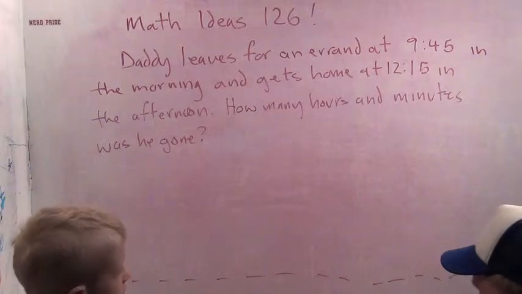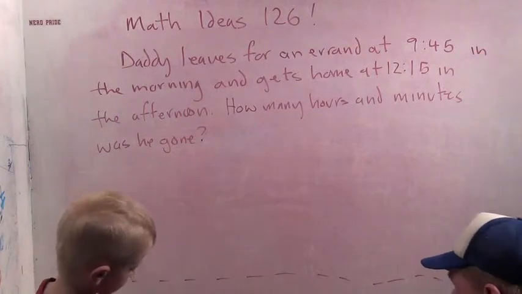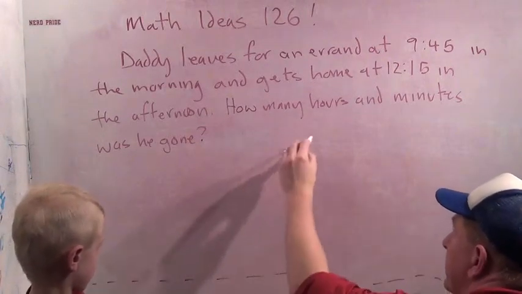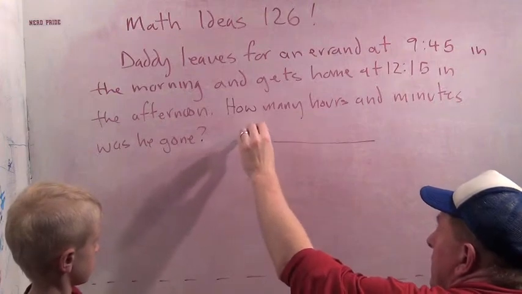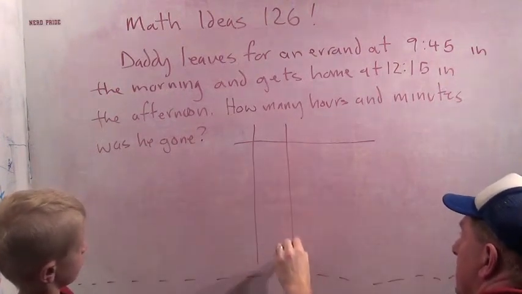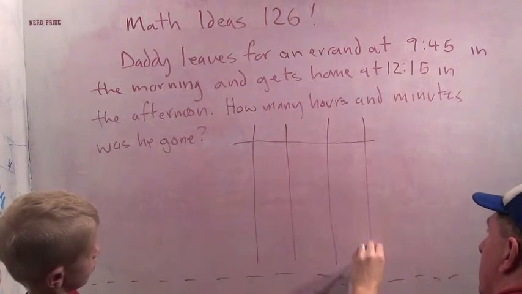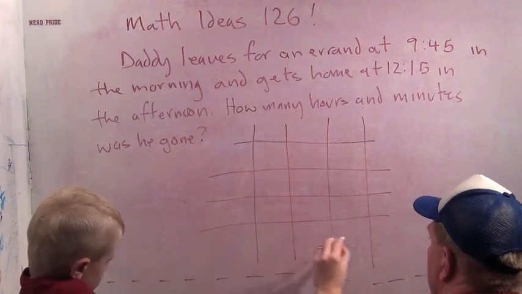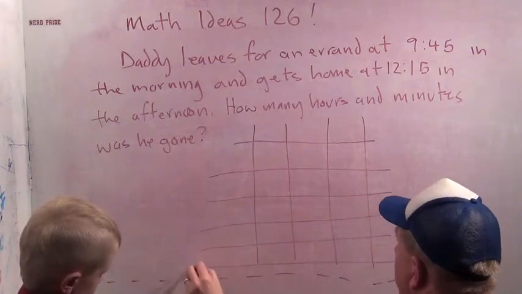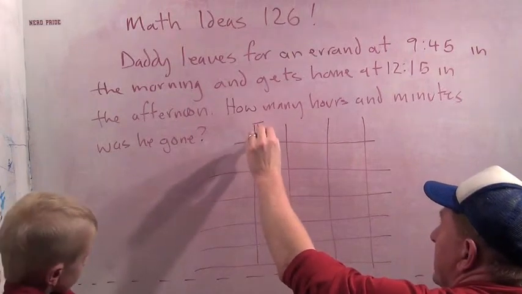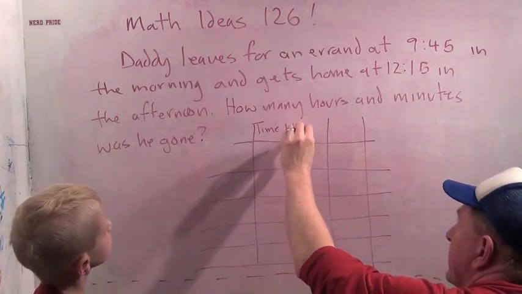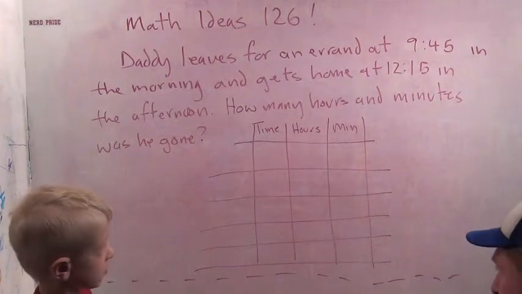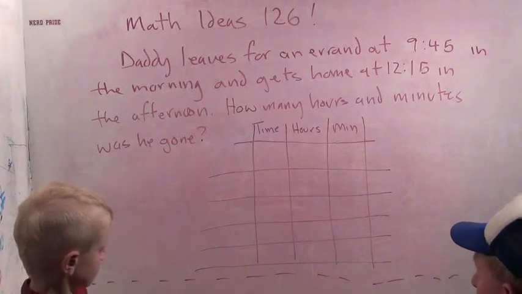Well, we can make a chart. Okay. What do you want to have in your chart? Time, hours, and minutes. Okay. I'll tell you what, let me draw a little chart here so we can make sure we keep it on the screen. All right, so here we go. How about we put the time here, the hours here, and the minutes there. Okay? Does that make sense? Mm-hmm. All right, so where do you want to start? What time do you want to start?